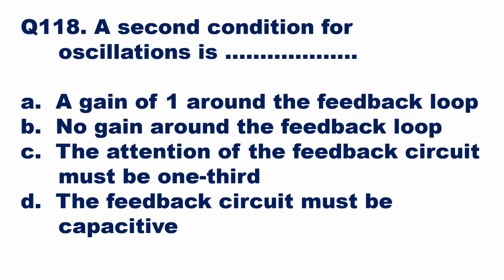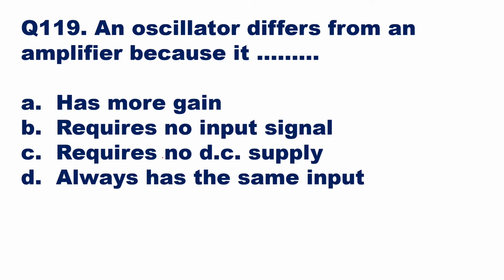A second condition for oscillation is, now in Barkhausen criteria, what is the second condition for oscillation? The options are: a gain of 1 around the feedback loop, no gain around the feedback loop, the attenuation of the feedback circuit must be 1/3, the feedback circuit must be capacitive. In this, the first statement is true: a gain of 1 around the feedback loop, that is, the gain should be unity. So option A is the right answer. Then we'll go to question number 119.